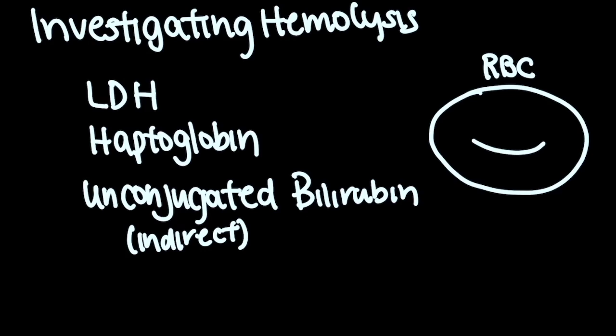So when we're investigating hemolysis, there are three big lab results that help us discern, hey, is there a hemolysis picture going on here? And that is the LDH, the haptoglobin, and the unconjugated bilirubin. And we'll go over each of these and how the levels of each of these can show whether or not there may be a hemolysis picture going on.